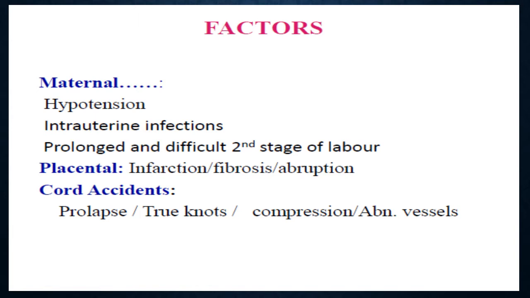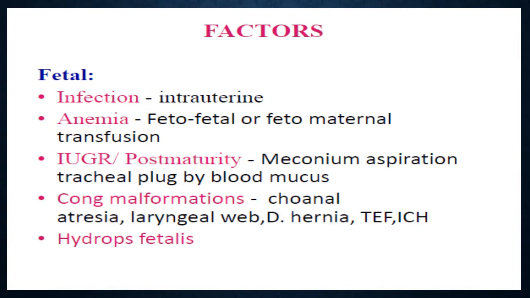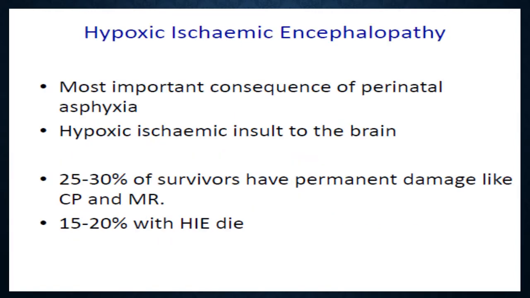Talking about the placental causes, massive infarction, fibrosis, or abruption in the placenta can lead also to hypoxia of the baby. Also, there are cord accidents like prolapse, true knots, compression, and abnormal vessels that lead to hypoxia also. Regarding the fetal causes, the main cause is infection, intrauterine especially, anemia, intrauterine growth restriction, post-maturity, congenital anomalies, and hydrops fetalis.